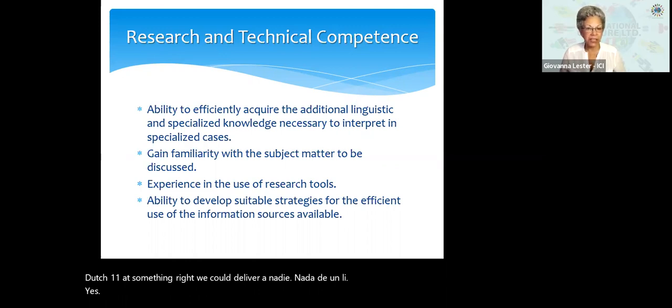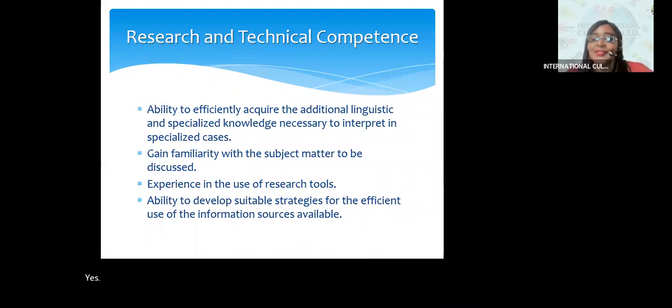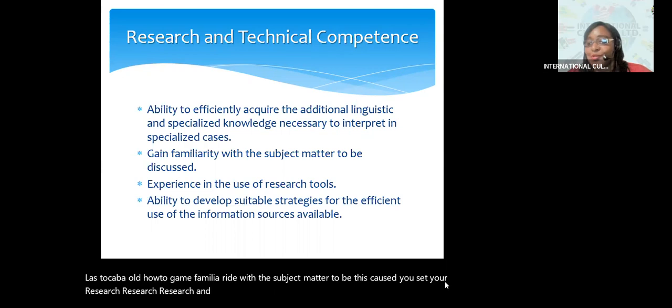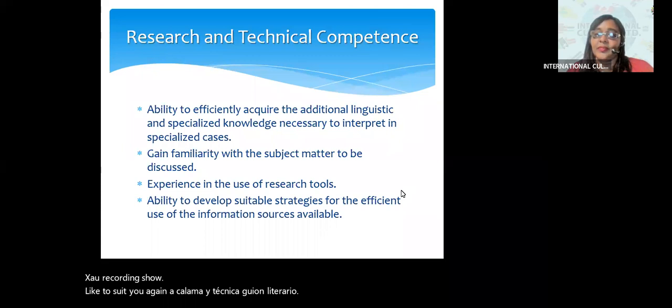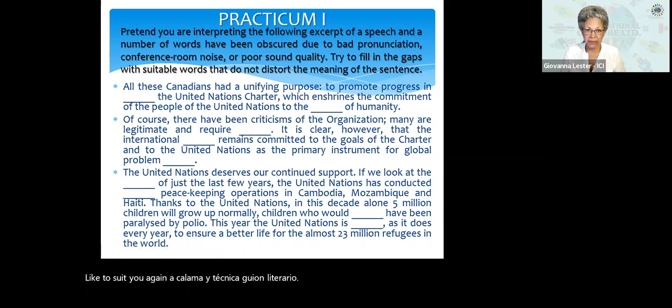So his speech was something we could do, specifically because it was not technical. Yes. Okay, so let's talk about how to gain familiarity with the subject matter to be discussed. As Gio said, you research, research, research, and again, your research. Research is one of the most important tools you have. Actually, the most important tool you have is your brain.